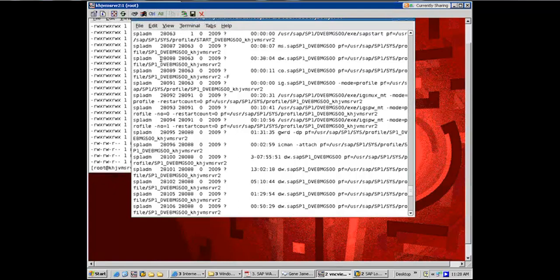Right here, 28088. What the gateway work process does is it helps communication between SAP and a non-SAP or another SAP system, right? So it is the gateway from that SAP system to the world outside. So all RFC traffic which emanates from that SAP system to the world outside, whether it's another SAP system or a non-SAP system, is going through that gateway work process, right?